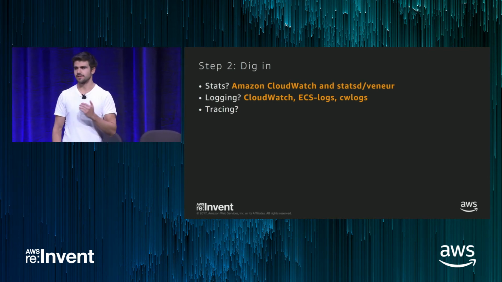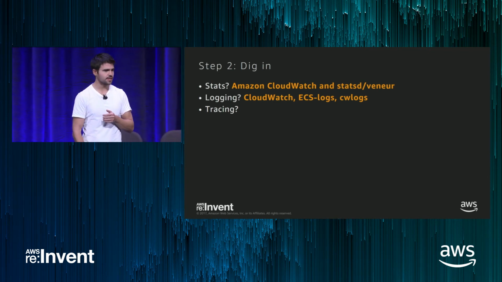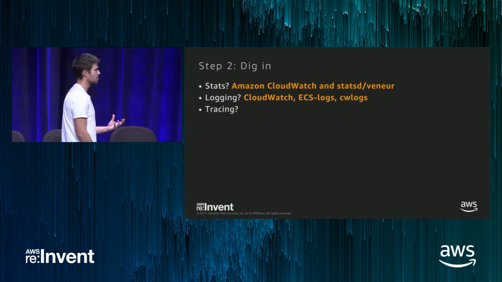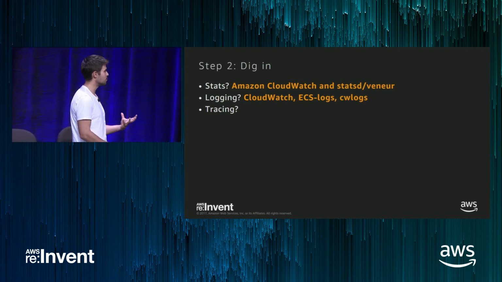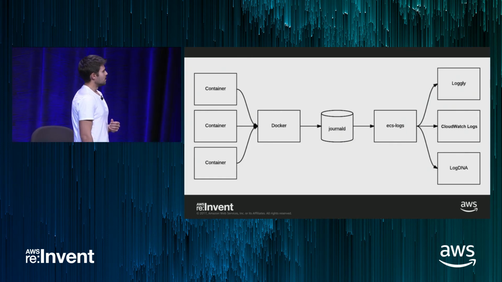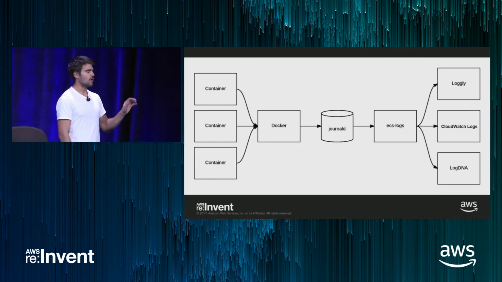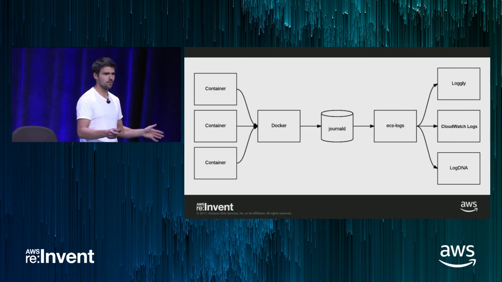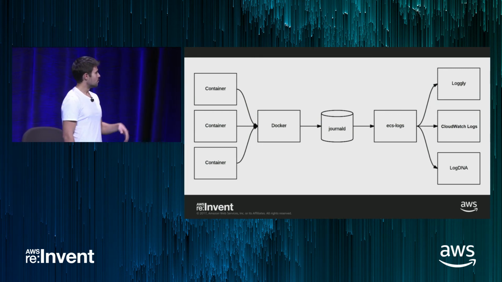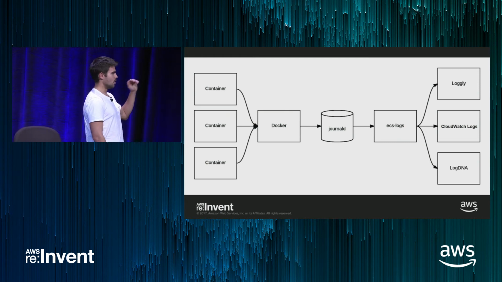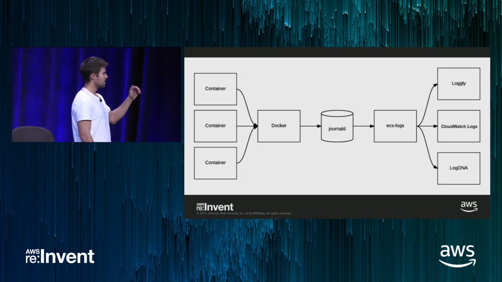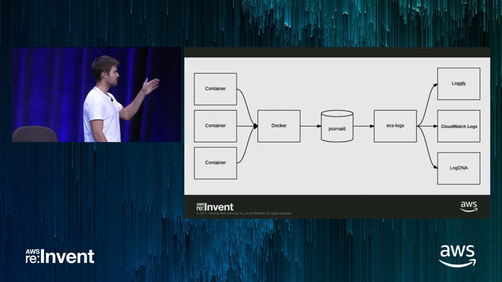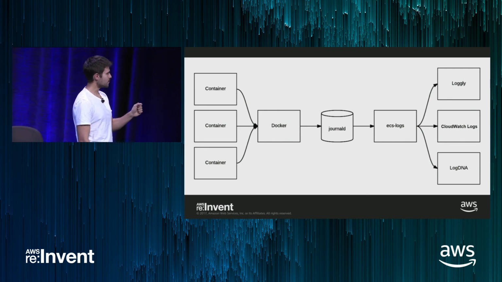The second piece is logging. And for that, we actually use a reasonably complicated setup of CloudWatch, this program called ECS logs, and CW logs. Now, for a high-level look at how our logging works. Basically, and I think this is essentially how it worked maybe 3 or 4 months ago, we have a bunch of containers, all of which are logging via standard out. Those containers send their logs directly to the Docker daemon, which is configured to send to journald.